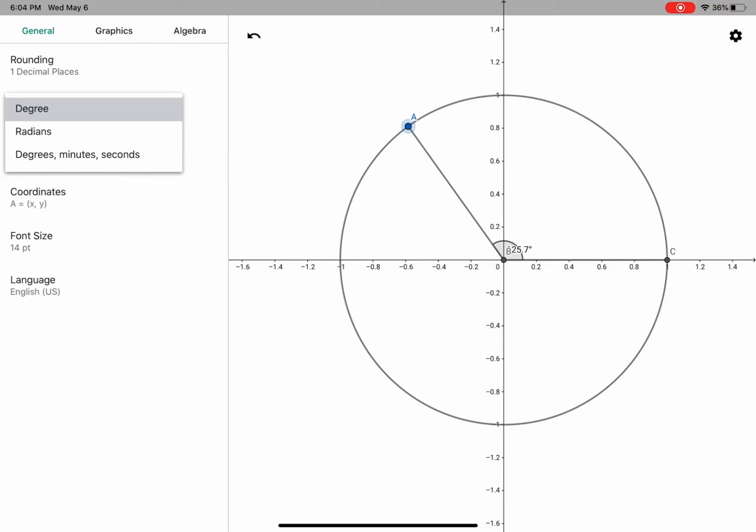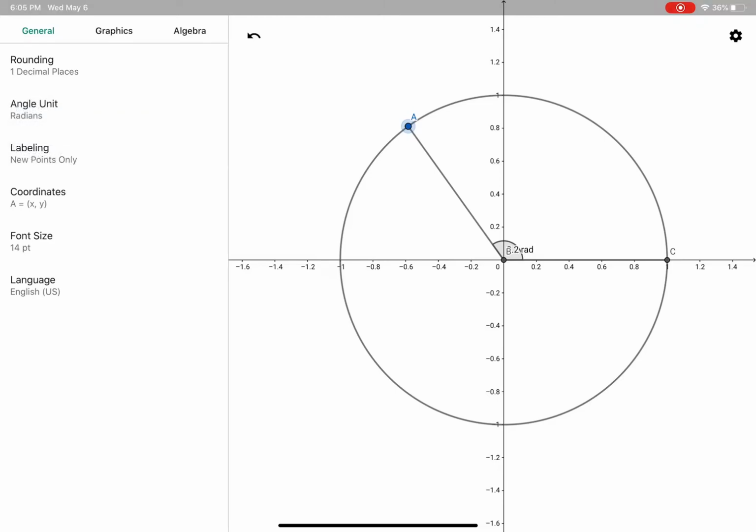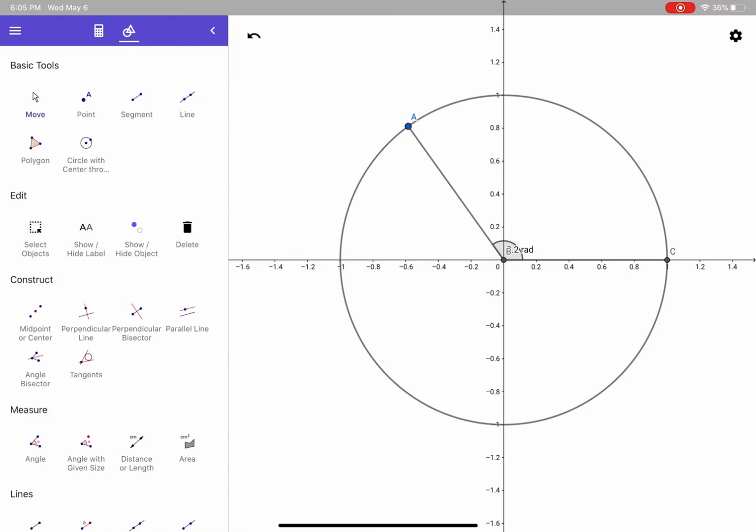Perhaps in pre-cal you'll talk about degrees, minutes, and seconds. Degrees, minutes, and seconds gives you a little bit more accuracy when you're talking about angle measurements. Let's go ahead and do it in terms of radians. I like those better anyway. Okay, so I'm going to move this thing around.